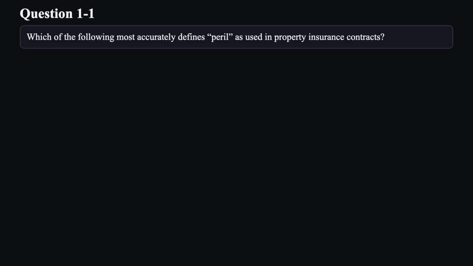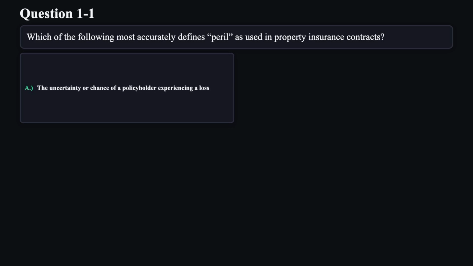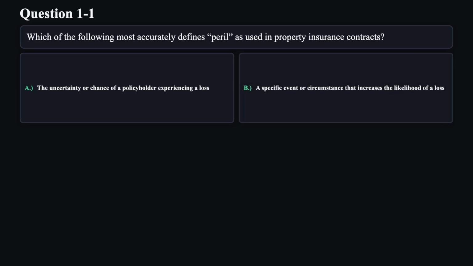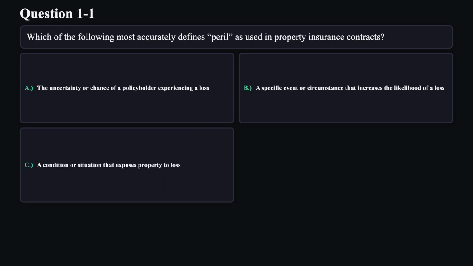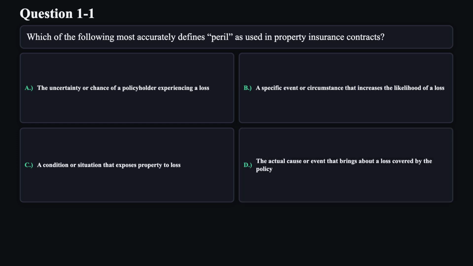Which of the following most accurately defines peril as used in property insurance contracts? A. The uncertainty or chance of a policyholder experiencing a loss. B. A specific event or circumstance that increases the likelihood of a loss. C. A condition or situation that exposes property to loss. D. The actual cause or event that brings about a loss covered by the policy.